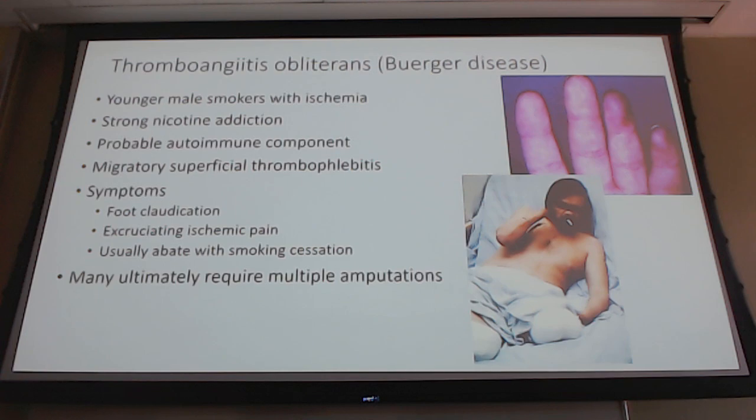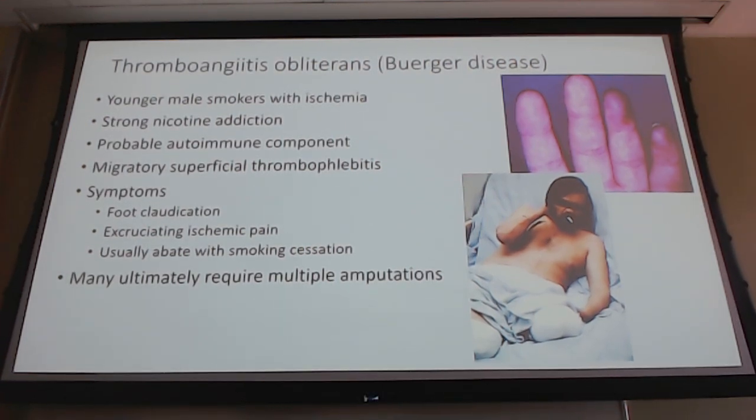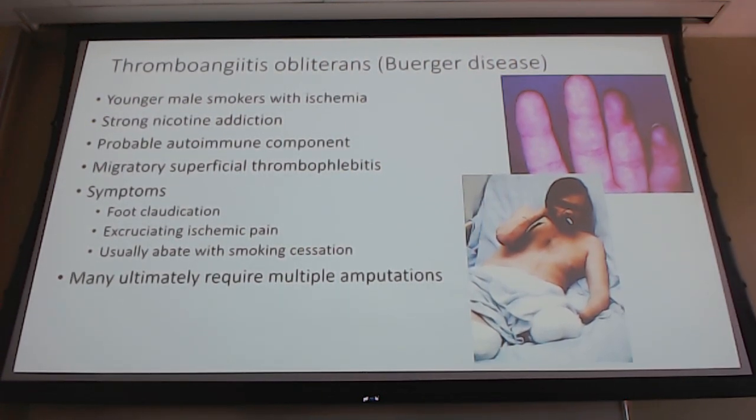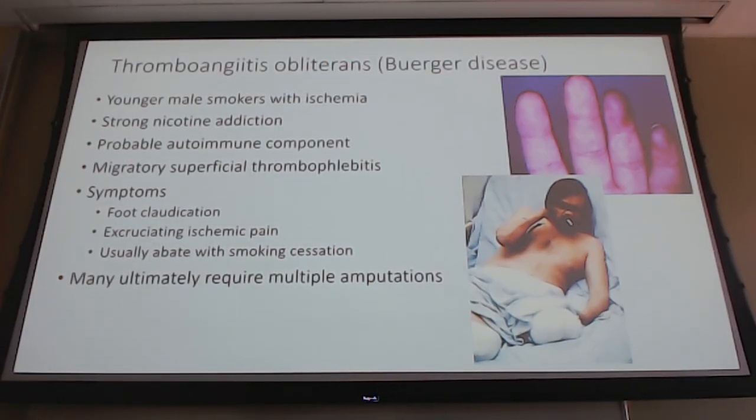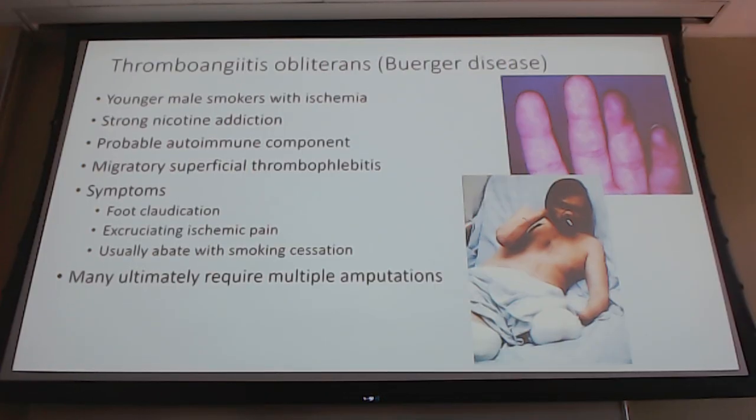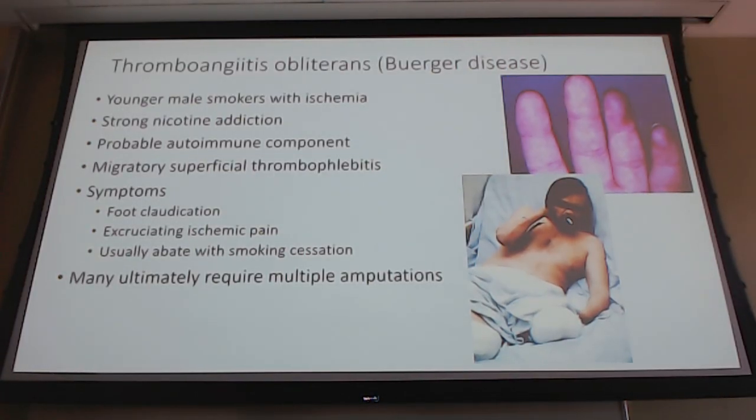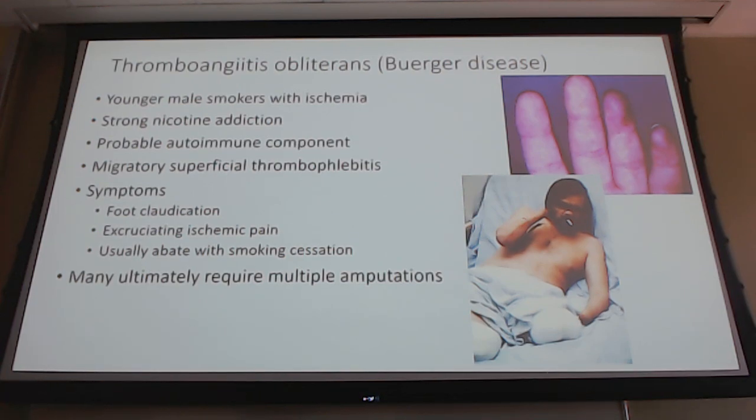There's probably an autoimmune component, potentially, but you get a lot of superficial thrombophlebitis. Okay, they have foot claudication, excruciating ischemic pain, things like, you know, it's that showering of emboli, but like everywhere, right? All of their blood vessels are pissed off, and they are just in ischemic pain. Normally it goes away if we can get them to stop smoking. Most of the time it requires multiple amputations because they don't want to quit smoking. They're so highly addicted to it that they just don't want to stop, and then we just have to, you know, keep cutting off more.